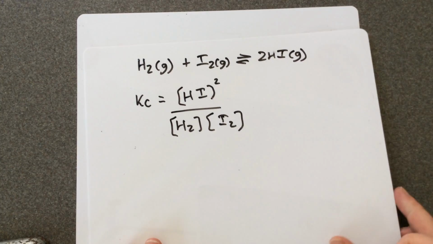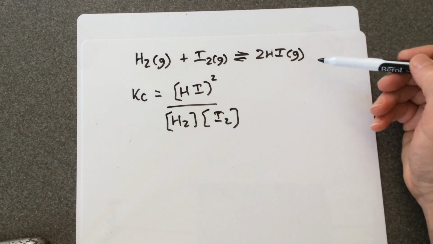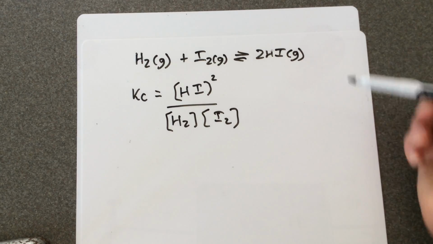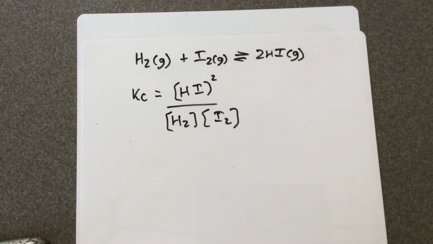Now, looking at this equation, hydrogen plus iodine turning into hydrogen iodide. Hopefully by now you are familiar with how to write out an expression for Kc. Kc is the concentration of all of the products divided by the concentration of all of the reactants at equilibrium. A relatively straightforward thing to do.